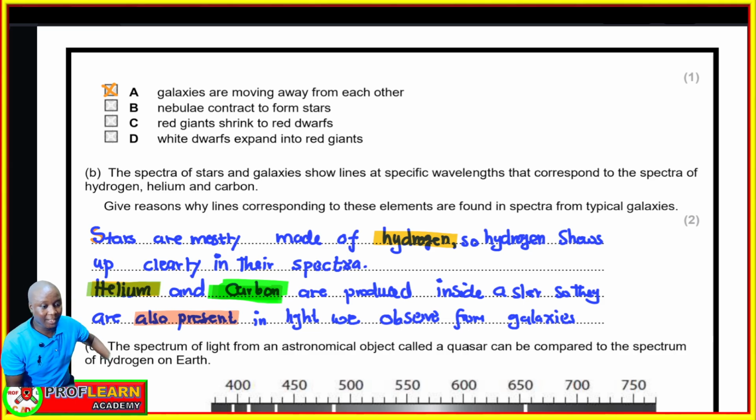Right? So that's why I say that stars are mostly made of hydrogen. So hydrogen shows up clearly in the spectrum. And also helium and carbon, because fusion of hydrogen and hydrogen results in the formation of helium, and the fusion of helium results in the formation of heavier elements such as carbon. So helium and carbon are produced inside a star. Since they are present, it means that light from them is also produced.